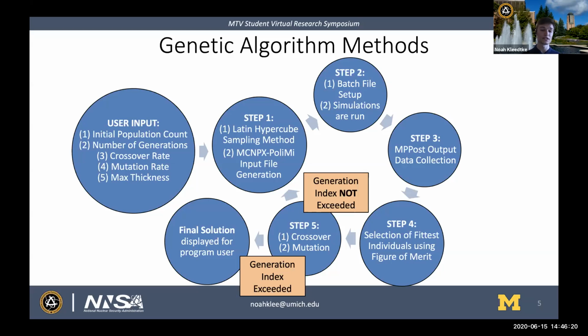And I forgot to mention, we also add a mutation rate so that the entire sample space is searched. But if the generation index isn't exceeded, it goes back to step 1 and performs basically steps 1 through 5 again. But if the final population was produced, the genetic algorithm outputs the final solution, which is also a list of the best performing shielding designs.